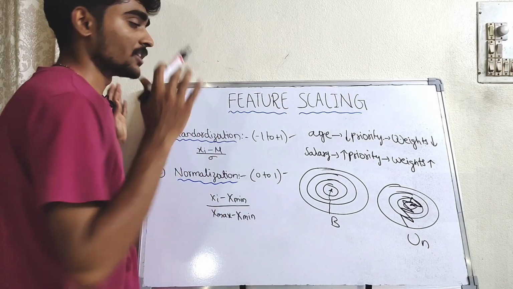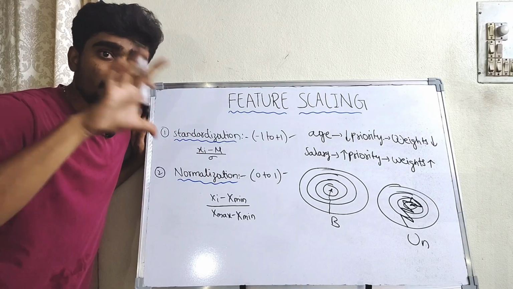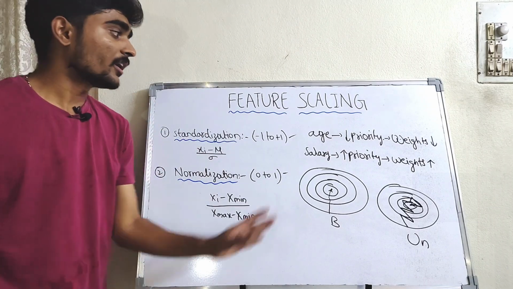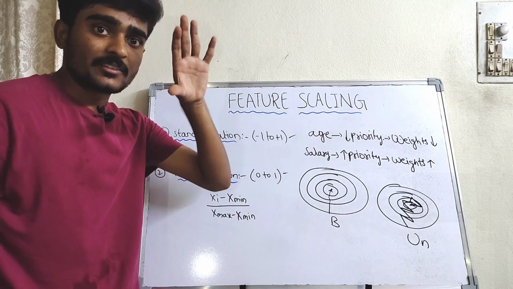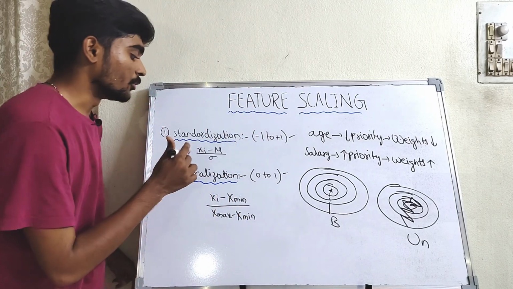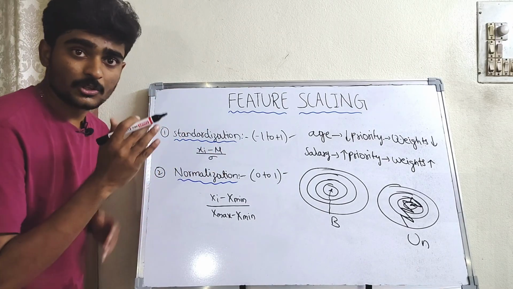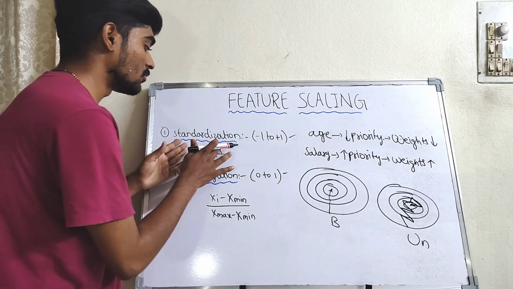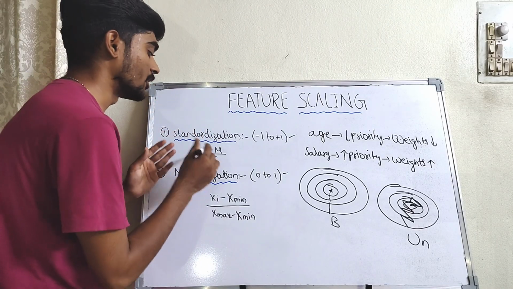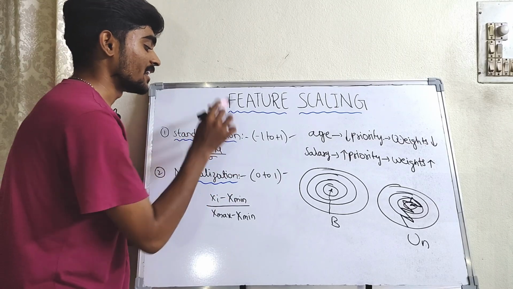In standardization, what you basically do is select each column of your dataset and calculate the mean and standard deviation for that particular column. For example, with the age column, you calculate the mean and standard deviation, then take each data point separately. You subtract the mean from the data point and divide by the standard deviation. This is what you do in standardization.